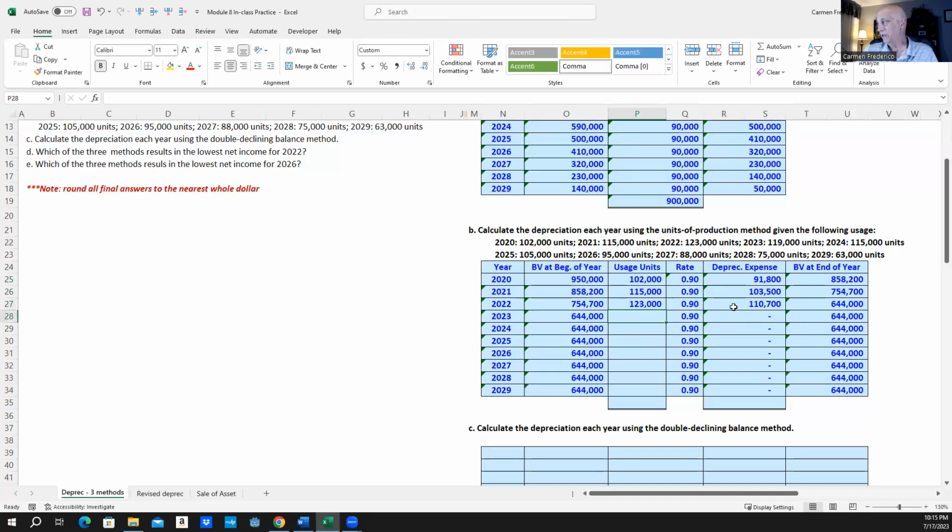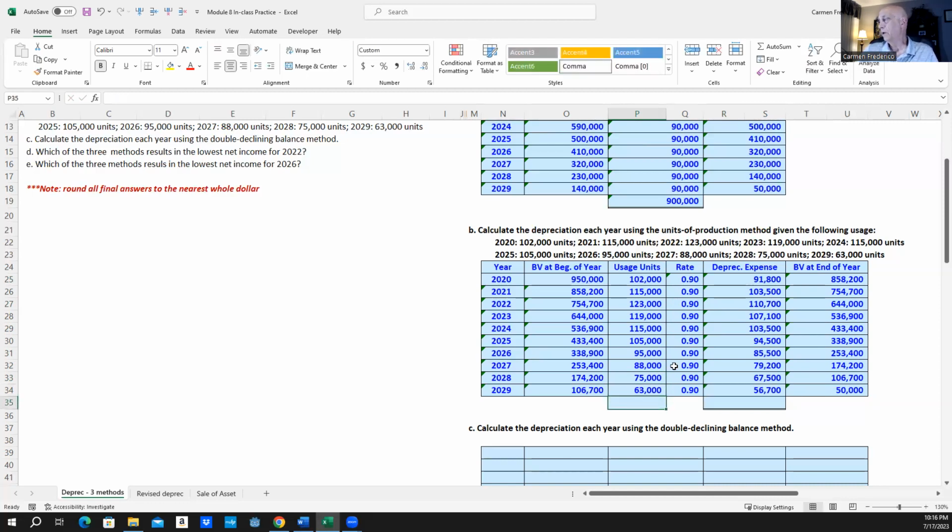So it calculates the depreciation of 110,700. Then year 4, 119,000 units. Year 5, 115,000 units. 2025, year 6, 105,000 units. 2026, we have 95,000 units used. 2027, 88,000 units. 2028, 75,000 units. You can see the number of units are tailing off as the machine gets older, okay, which is typical.